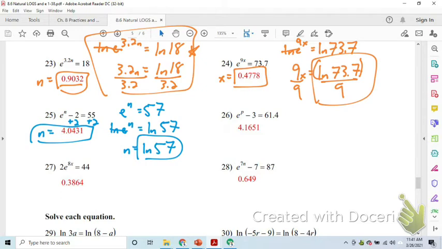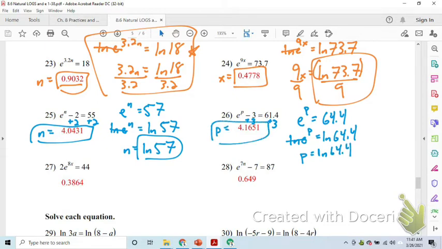Number 26, similarly, I'm going to add 3 to both sides. I get e to the p is equal to 64.4. So now I take natural log of both sides. And those go away. I get p is equal to just the natural log of 64.4. Well, ladies and gentlemen, that's going to be this. Promise. Unless you mess up your calculator, that's what you should get.